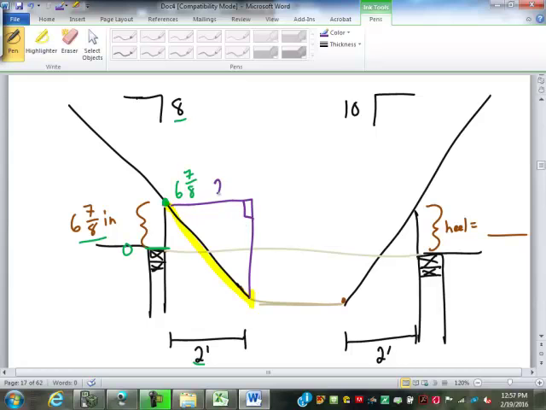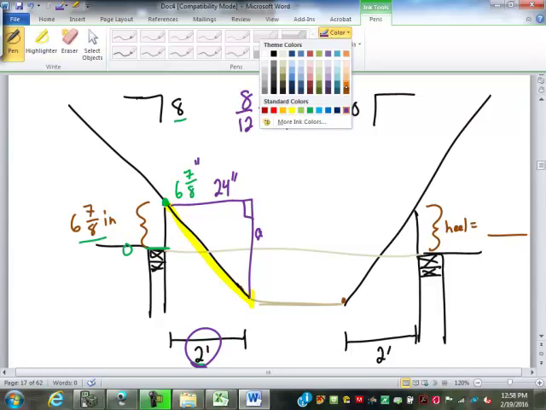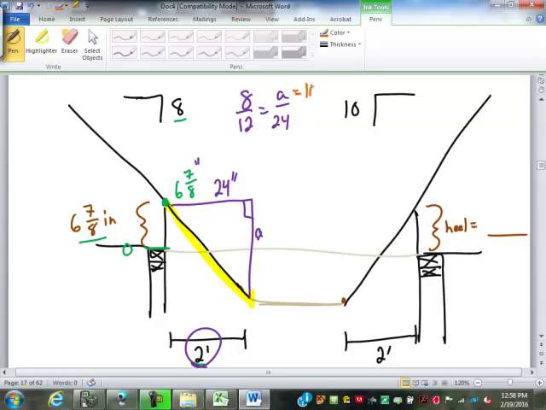Well, this is 24 inches, I'm going to call it. Since we measured the heel in inches, I want to measure my drop in inches. Where did you get the 24 from? 2 feet. Oh. So let's figure out what this is here. I'll call it A for now. We'll have 8 over 12 equals A over 24. A ends up being 16 inches, correct?